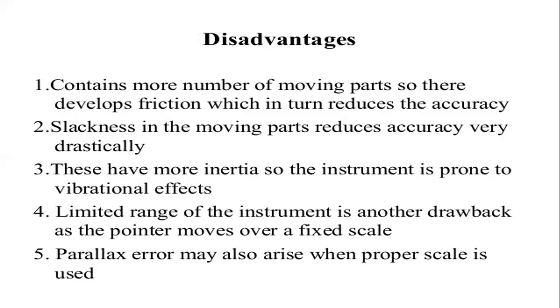And slackness in the moving parts reduces accuracy very drastically. Whenever you are taking a measurement, slackness in the measuring parts reduces the accuracy. And these have more inertia, so the instrument is prone to vibrational effects of the spindle.